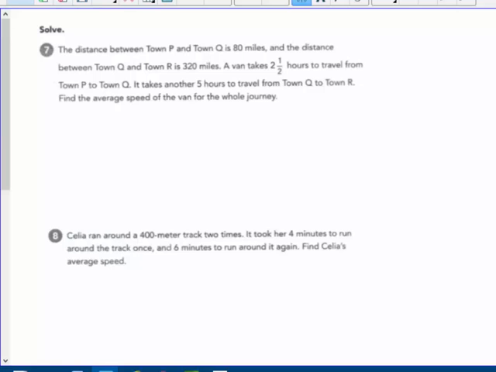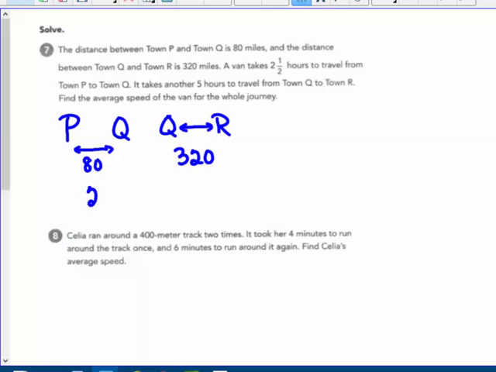The distance between town P and town Q is 80 miles. Okay, I'm going to draw a picture here to help. The distance between these is 80 miles. And the distance between Q and R, so then going Q over to R, that distance is 320 miles. A van takes 2.5 hours to travel from P to Q and 5 hours to travel from Q to R.